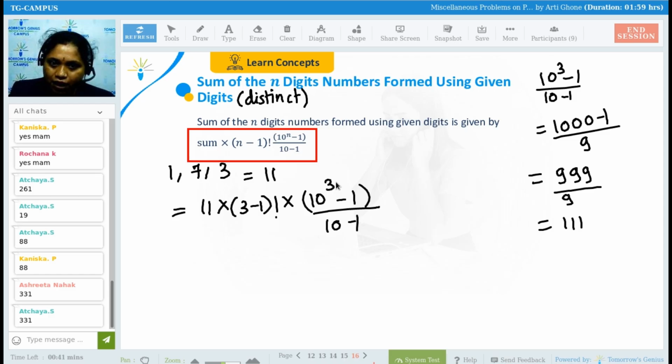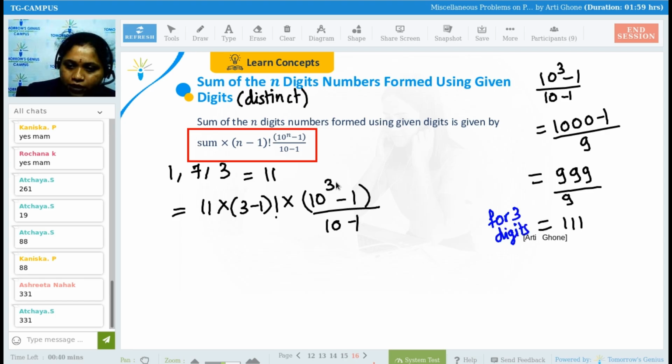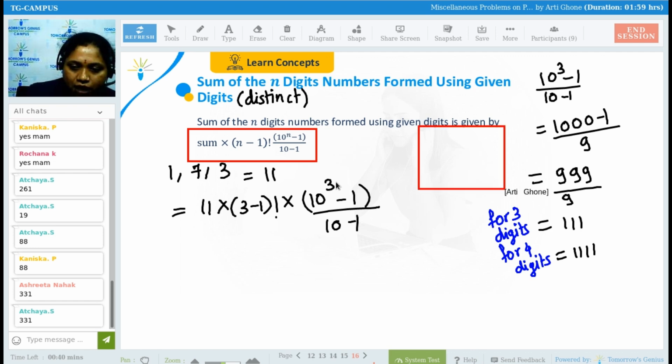Clear? If 5 digits are given to you, so it is like for 3 digits. What will be for 4 digits? Directly you can answer that identity. 1, 1, 1, 1, 4 times. Clear? And for n digits, what will you answer as the shortcut? 1, 1, 1, n times.